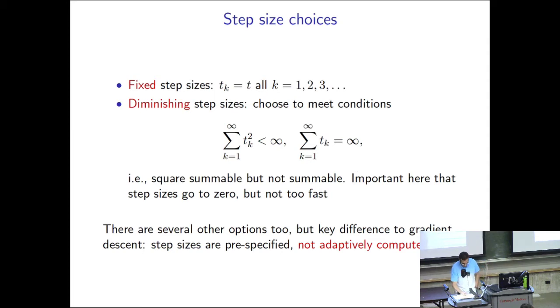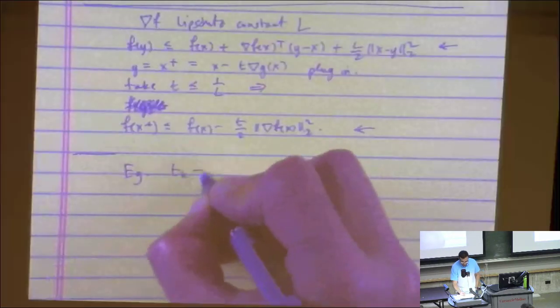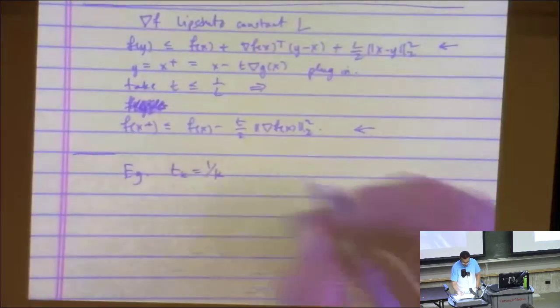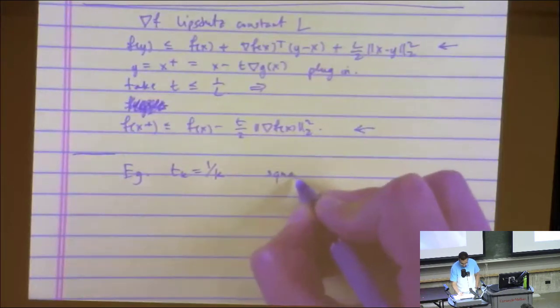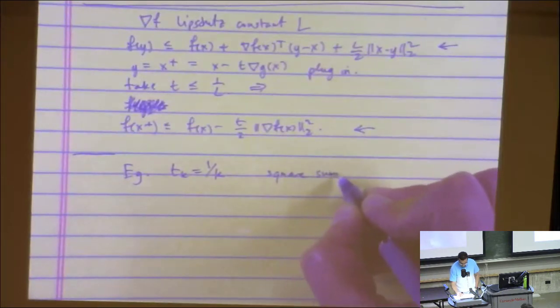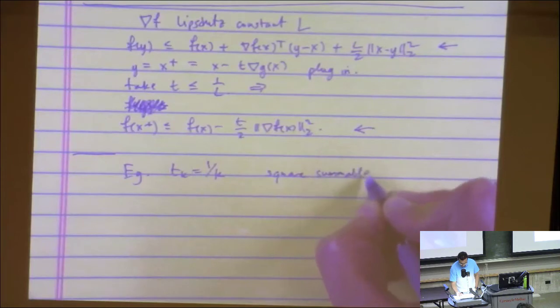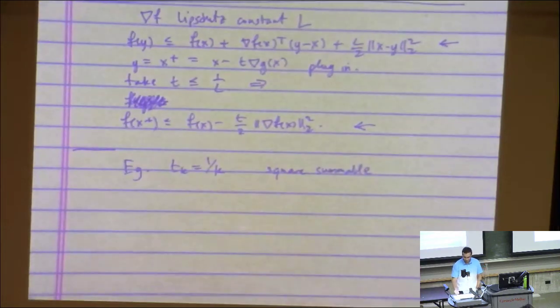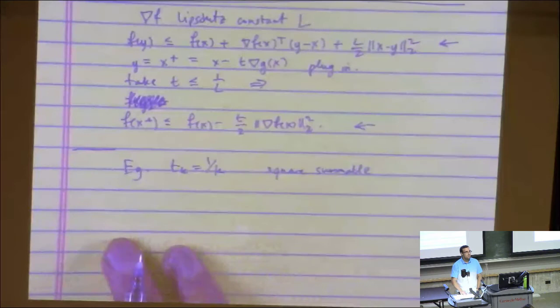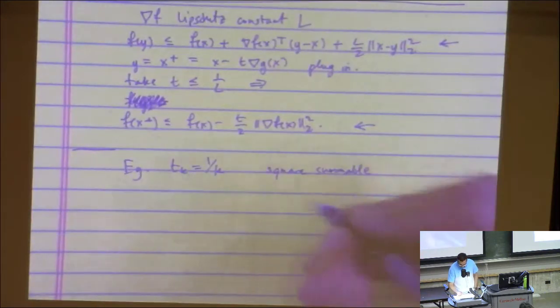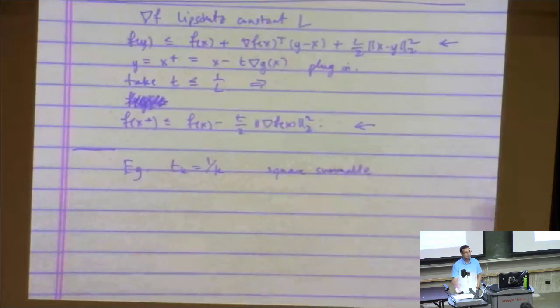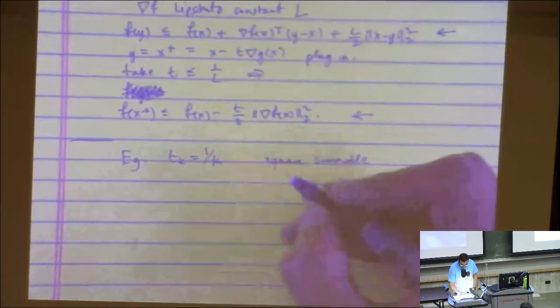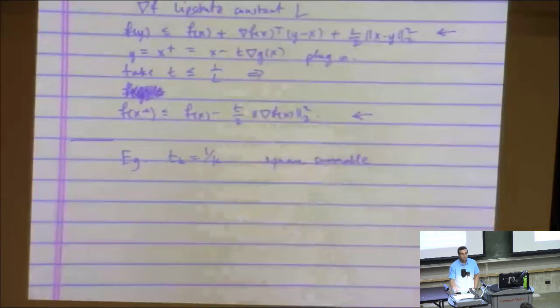Right? I just saw a hand and I heard a mumble. Yeah, 1 over k as an example. So this would be square summable but not summable. What is the sum of 1 over k squared, for those of you who remember? I heard a bunch of pi's. It's actually not important. I was just curious if people knew what it was. I think it's pi squared over 6, right?